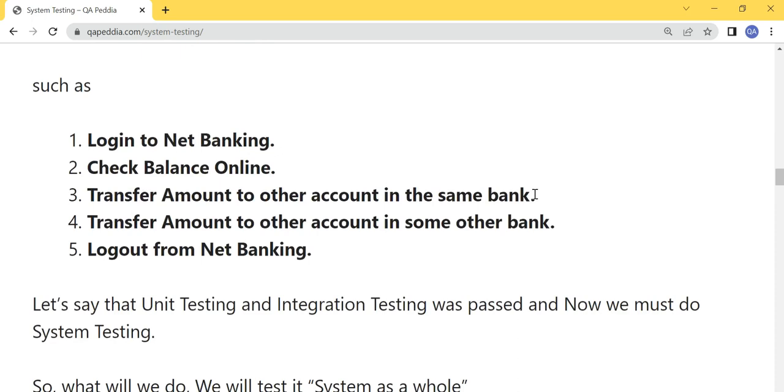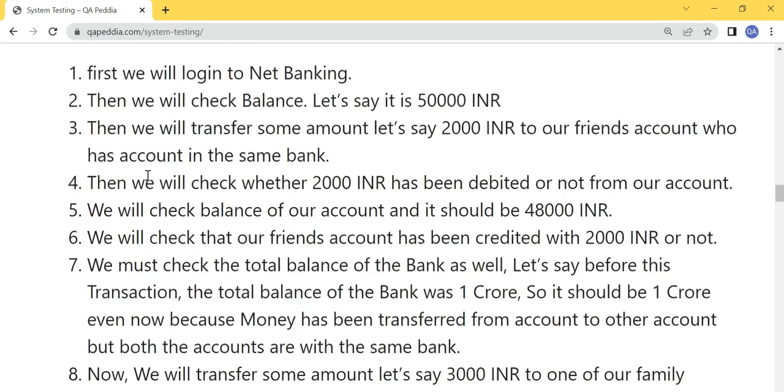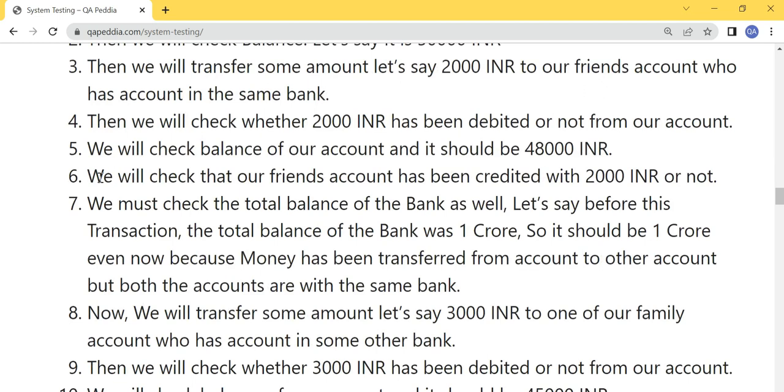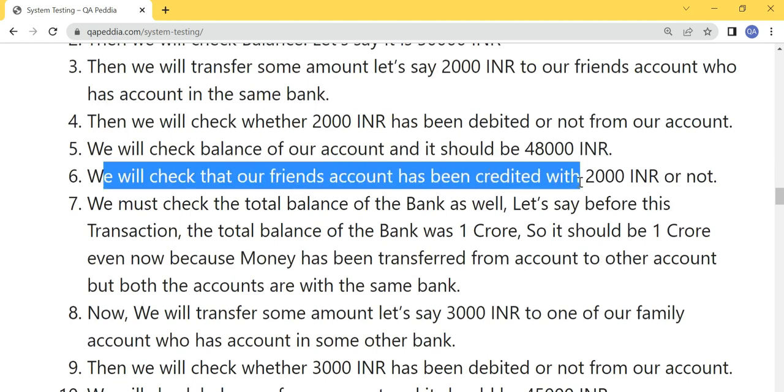So after checking this module, again we are checking this module, check balance. So what are we doing? We are testing the integration between this module and this module. Like after doing transfer, our check balance functionality is working fine or not. Now we have to check whether our friend's account has been credited with 2000 rupees or not. Okay, this is also one testing that you have to do.